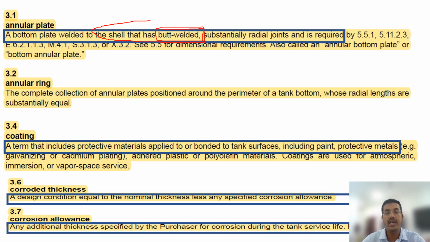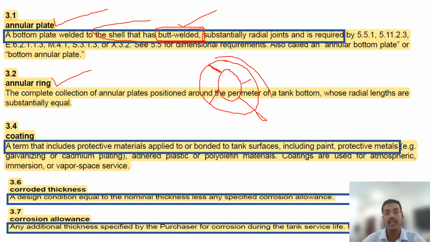Substantially radial joints, and is required by 5.5.1. So this is called an annular plate. Annular plate is always butt welded. A combination of annular plates is called an annular ring. This is the annular ring. And there are certain segments. These segments are called annular plates. When they are butt welded, this total part, this total area, is called the annular ring.